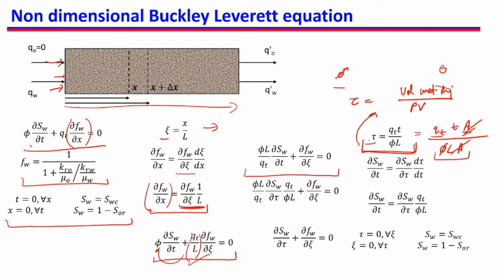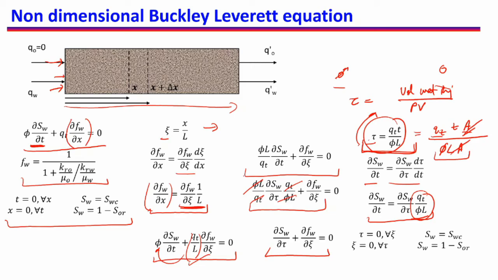Now time here comes with SW, del SW by del t. So del SW by del t can be written as del SW by del tau multiplied by d tau by dt. Now d tau by dt will become qt by phi L if we use this equation. So del SW by del t, we can replace this here. We already had phi L by qt, del SW by del tau, and qt by phi L comes from here, so the second qt by phi L and this will cancel out. So now because this cancels out, this is our non-dimensional equation, which does not have any phi or qt.